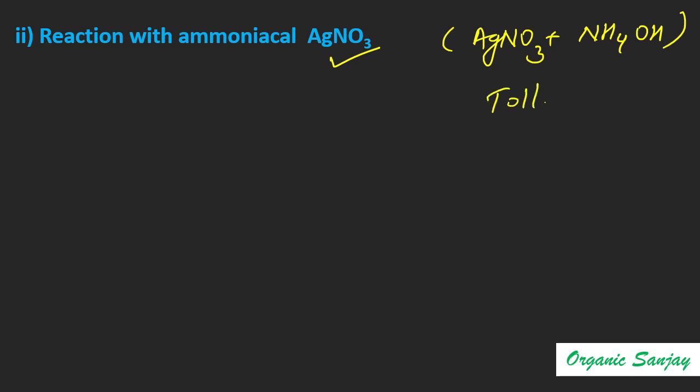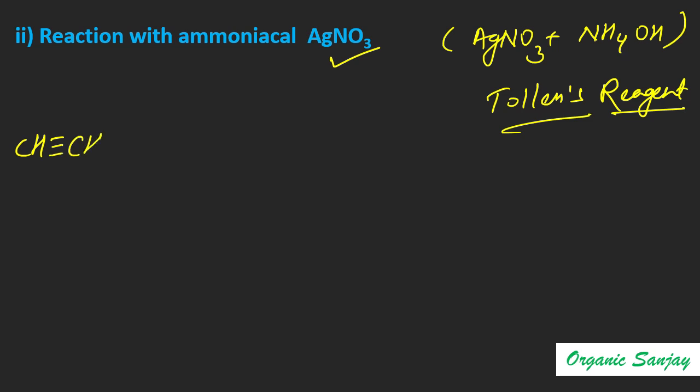Reaction with ammoniacal silver nitrate. Ammoniacal silver nitrate means a mixture of silver nitrate and NH4OH. It is also called Tollens reagent. When an acidic alkyne reacts with Tollens reagent, a white precipitate of silver acetylide is formed. Let me show you the chemical reaction.